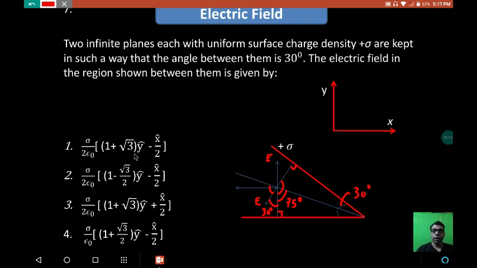In this question, as you can see, the options are in y cap and x cap. So please note that you have to find the answer in x cap and y cap, and we have to move accordingly. Now let us see how we do it. As you can see, the electric field is in this direction, from the lower plate which is horizontal, and from the plate inclined at 30 degree it is in this direction. So these are the respective electric fields.